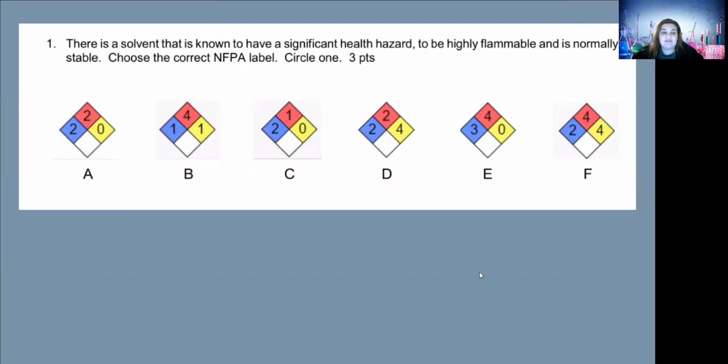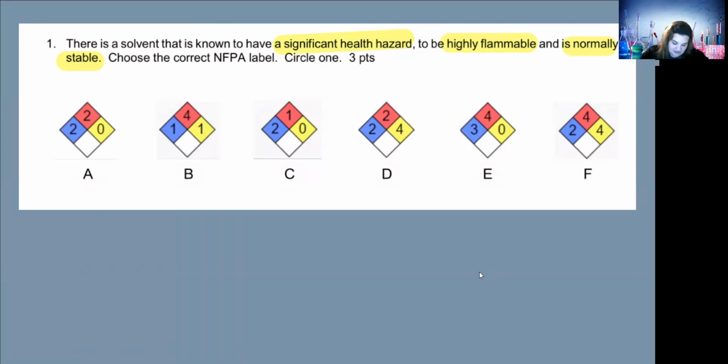All right, so there's a solvent that's known to have a significant health hazard, to be highly flammable, and it's normally stable. Choose the NFPA label. So let's break down what they're telling us. Significant health hazard, highly flammable, and it's normally stable. I always like to look at the stability ones first, because it's either really unstable or really stable, right? So really stable means that we're going lowest number possible, so we're going 0. 0 or 1, right? It's normally stable, so let's go 0 or 1.